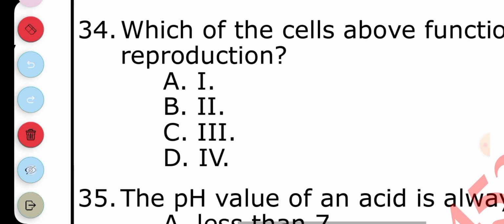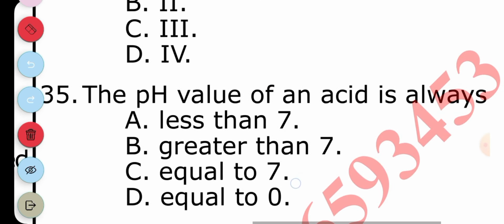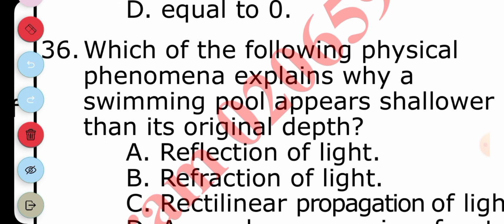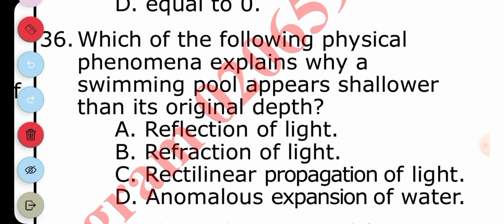35. The pH value of an acid is always less than 7. 36. Which of the following physical phenomena explains why a swimming pool appears shallower than its original depth? A, reflection of light, B, refraction of light, C, rectilinear propagation of light, D, anomalous expansion of water. The answer to this is B, refraction of light.